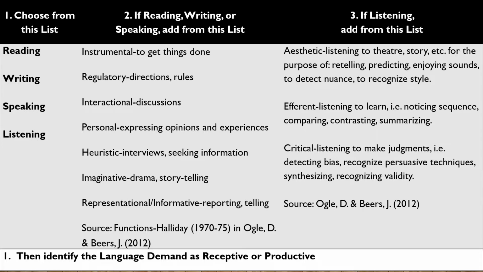Now, first you're going to choose from the list on the left side of the page. Reading, writing, speaking. If it's reading, writing, or speaking, add one from the center list. Is it instrumental, regulatory, interactional, personal, heuristic, imaginative, representational?